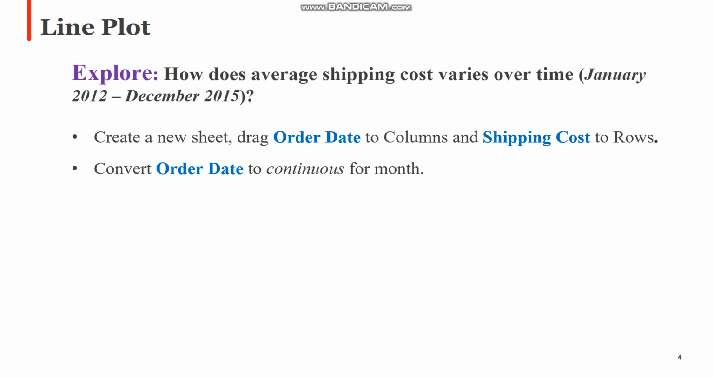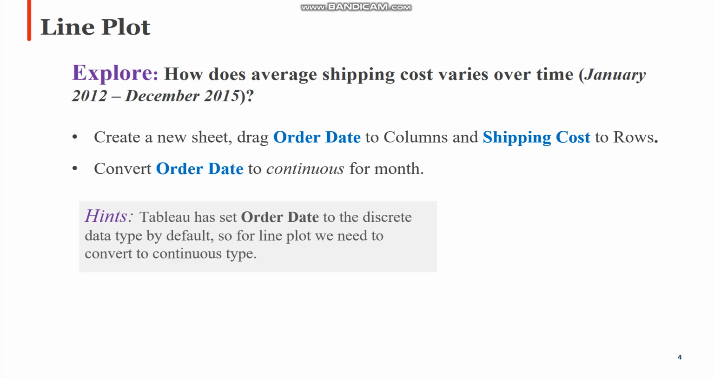You need to create a new sheet, and drag the order date to the columns and the shipping cost to the rows. You also need to convert the order date to continuous for months, because Tableau treats the date as a special type, and by default sets the order date to the qualitative, that is, the categorical data type. So if you want to create the line plot, you have to convert it to the continuous type.